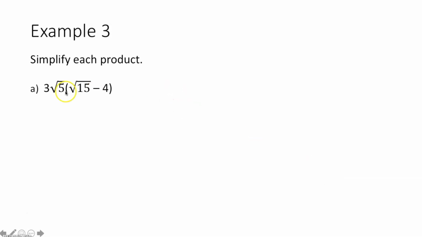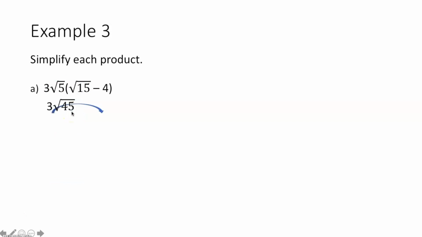Now example 3, this is a little bit different. We are multiplying this 3 rad 5 to the binomial rad 15 minus 4. So we're going to have to distribute it. First, we're going to multiply the 3 rad 5 to the rad 15. So you multiply what's in front of the radicals together. 3 times this invisible 1 is 3. And then what's under the radicals together. Rad 5 times rad 15 is rad 45.